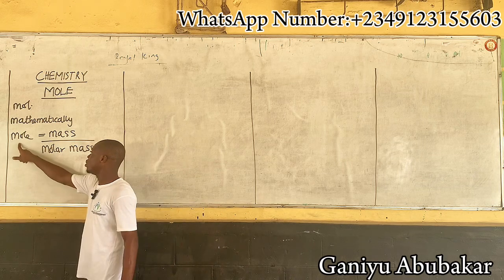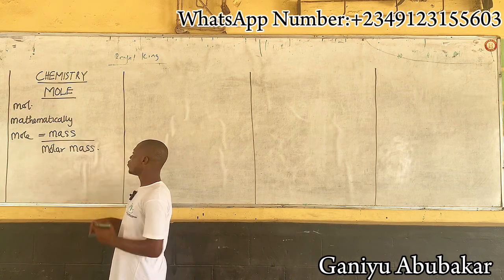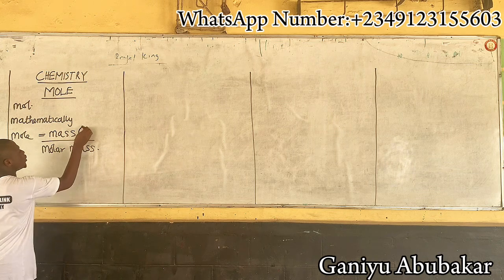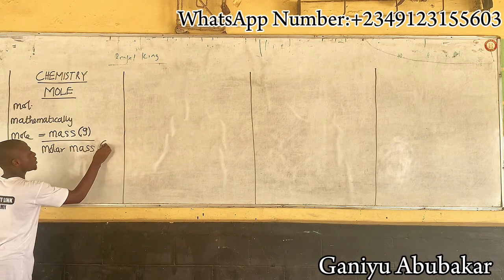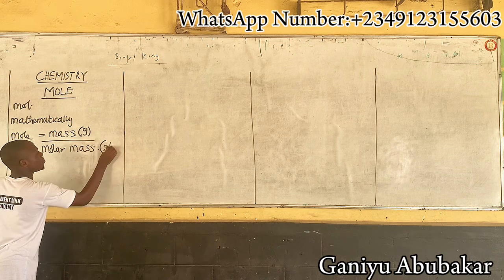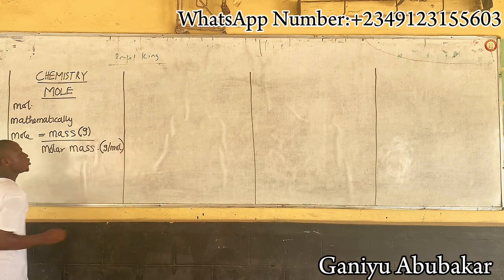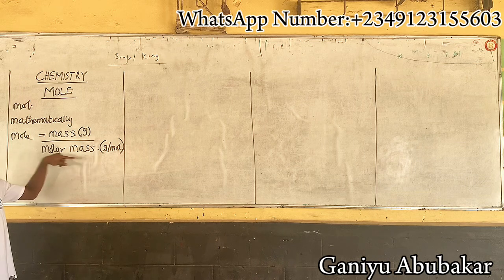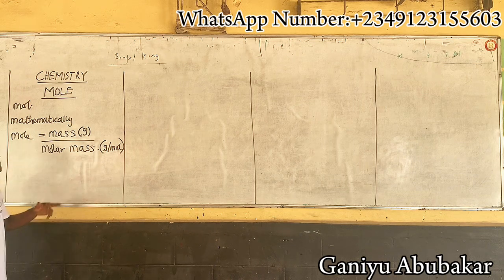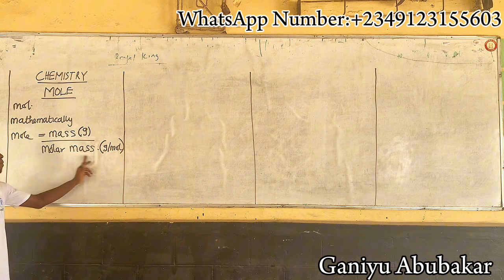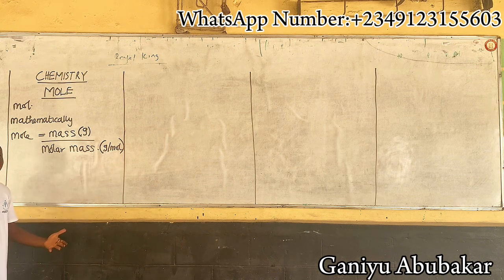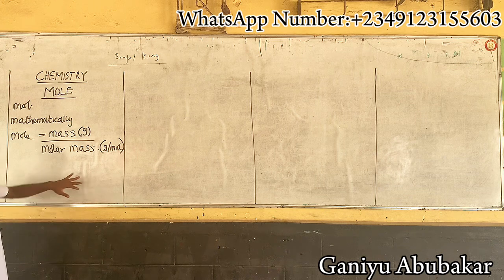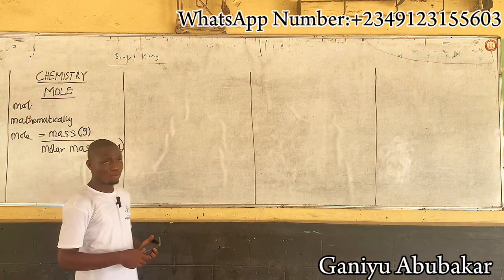So note that mole is equal to mass all over what? Molar mass. Usually, mass is in gram, and molar mass is in gram per mole, g/mol. This is the SI unit for mass and the SI unit for molar mass. I've done videos that explain the concept of molar mass, which you can also call relative molecular mass of a compound. So this is your mathematical expression for calculating mole, right? That's your formula for calculating mole.